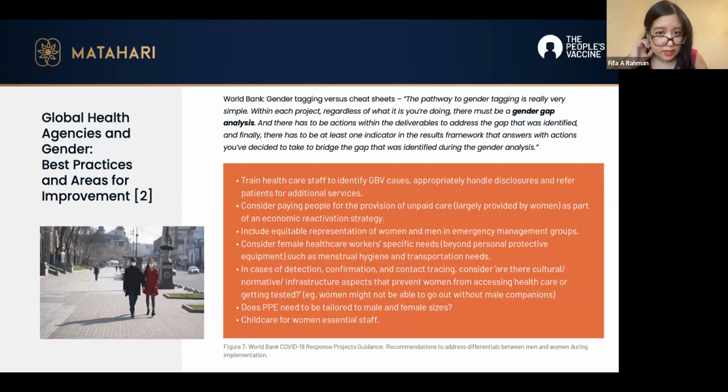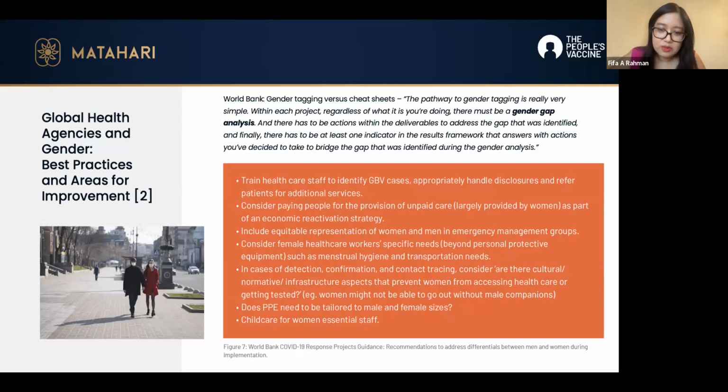So with the World Bank, and the World Bank has really an amazing practice that we don't really see in other global health agencies, which is gender tagging. So every project that the World Bank does requires a gender gap analysis and indicators to address the gap that was identified during the gender analysis. So what happened during the pandemic was they adopted cheat sheets instead. They didn't have an official name for it, but they did call it cheat sheets. Now, the cheat sheets were really quite comprehensive, and in Figure 7 from the report, you can see several things that the cheat sheet contains.